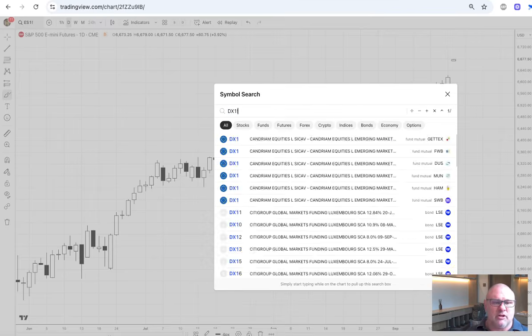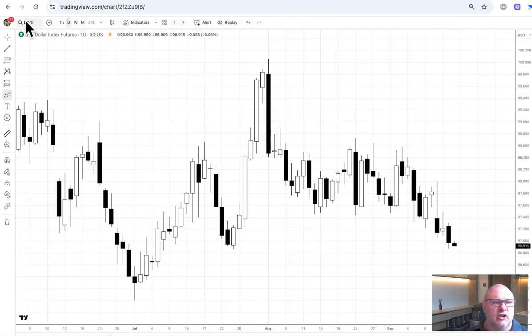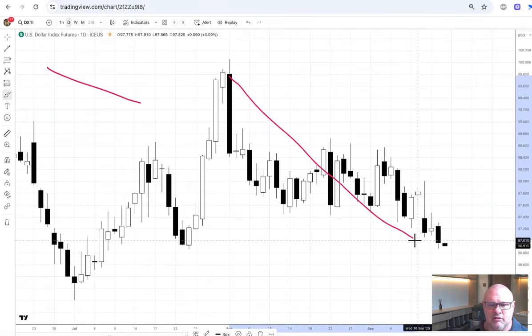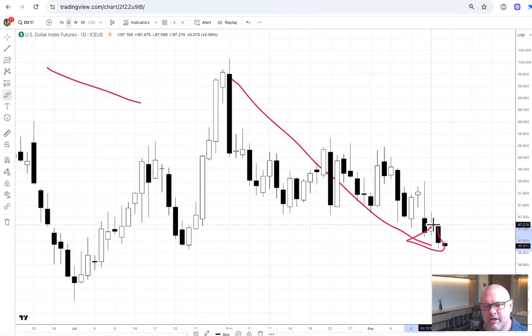The next thing I want to look at is the dollar index. You can load it in DX1 exclamation mark in TradingView. And what is supportive for crypto is dollar going down, crypto going up. Why? Because cryptos are measured in USDTs and USDCs, and those are all derivatives of USD.